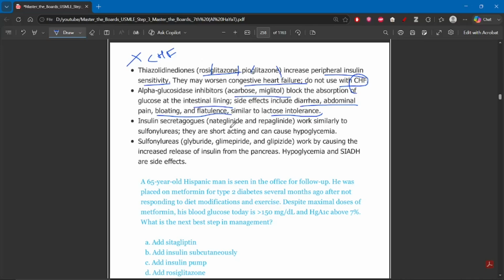Insulin secretagogues, nateglinide and repaglinide, work similarly to sulfonylureas. However, they are short-acting and they can cause hypoglycemia, same as sulfonylureas, which include glyburide, glimepiride, and glipizide. They work by causing increased release of insulin from the pancreas. They can lead to hypoglycemia and SIADH. So you can see that hypoglycemia is another side effect, and they also cause weight gain, right? Remember that as well.